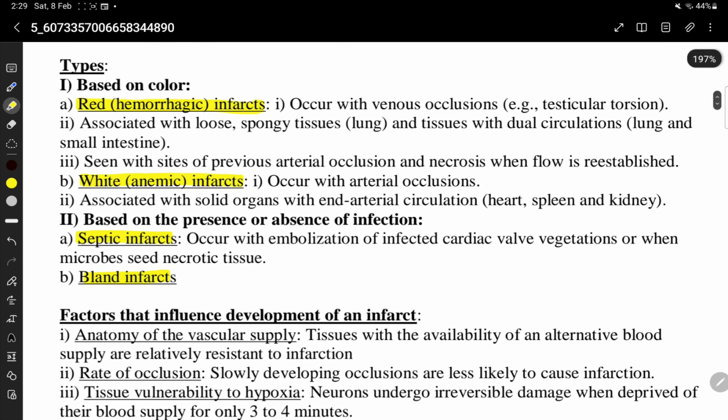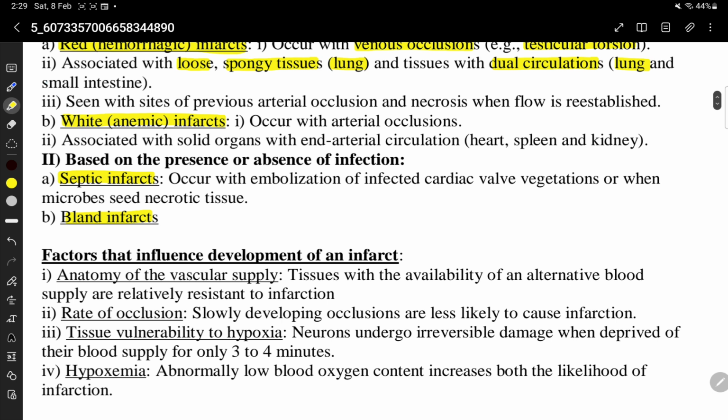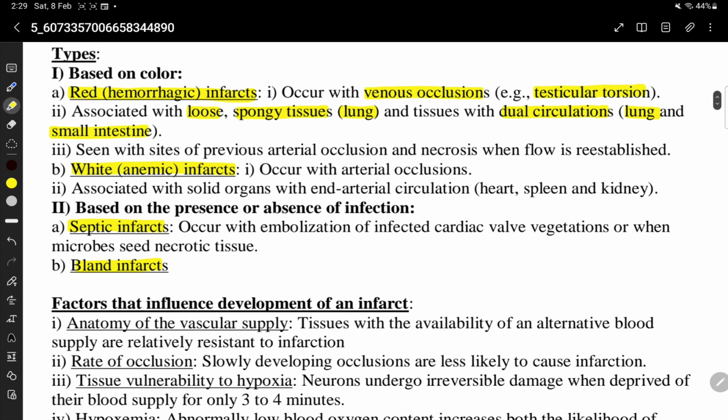Red or hemorrhagic infarct occurs with venous occlusion. Example: testicular torsion. It is associated with loose, spongy tissues like lungs and tissues with dual circulation, lungs and small intestine. It is seen with sites of previous arterial occlusion and necrosis when flow is reestablished.